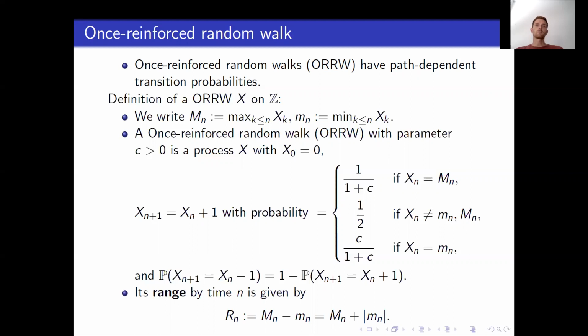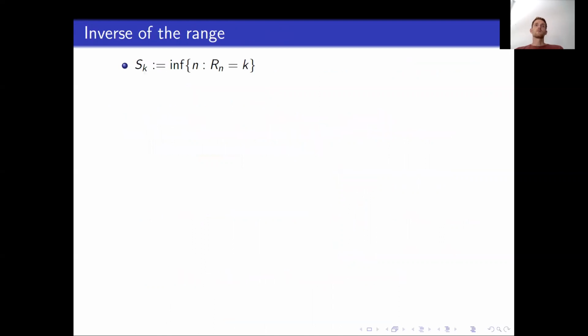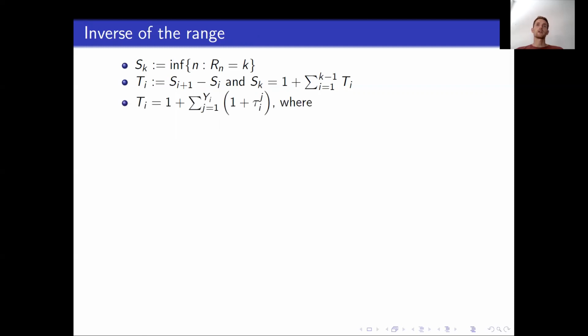The range of this process is defined as the size of the area where the walk already has been. So it's maximum minus minimum of the process. We will take a closer look at the generalized inverse of the range. So S_k is the first time the range is of size k. We decompose this time into the times T_i it takes to increase the range by 1. And we can derive a formula for these times T_i.